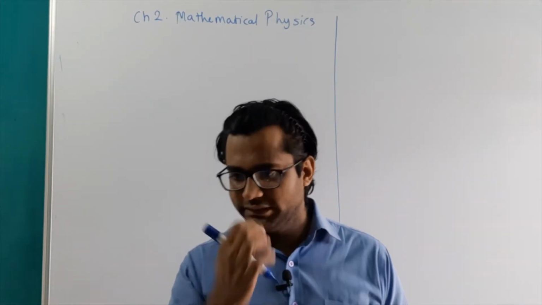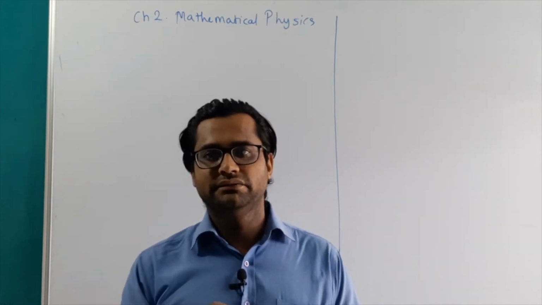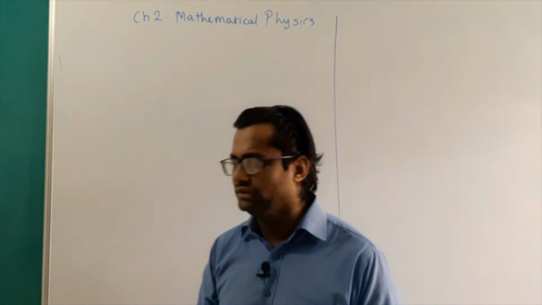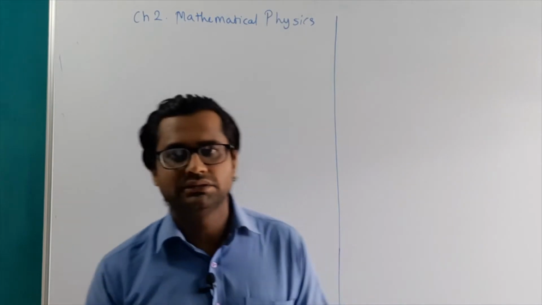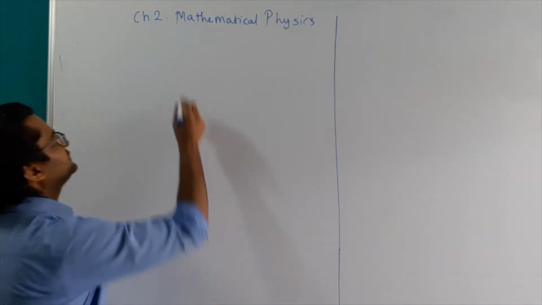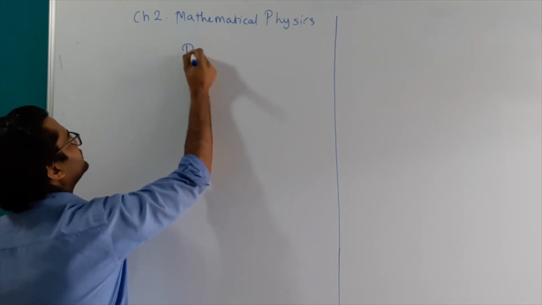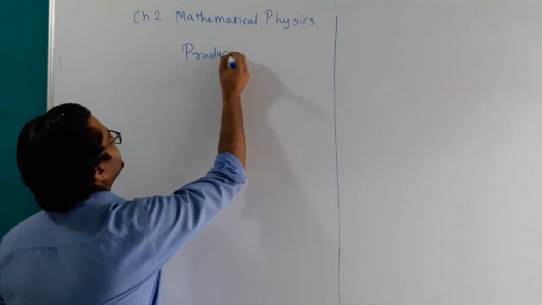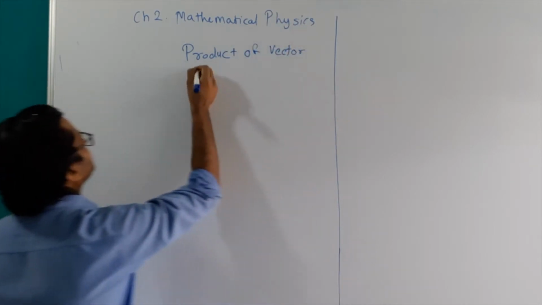Then we have discussed the resolution of vector in previous sessions, and we have solved some numerical related to that. Okay, so in today's session what we will do, we will study the multiplication of vectors. So there are two type of multiplication of vectors. When we consider multiplication, we use this word product of vectors. Instead of using the word multiplication, we use word product of vectors. So there are two kind of product of vectors.